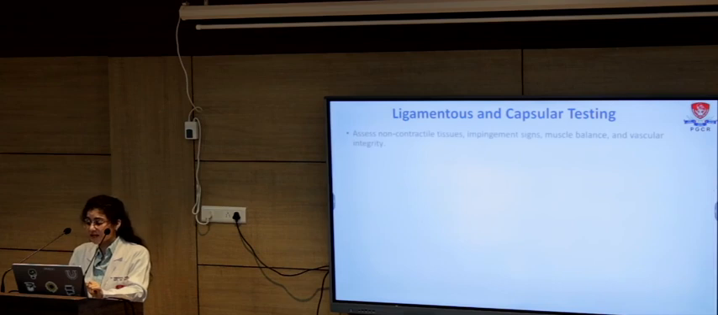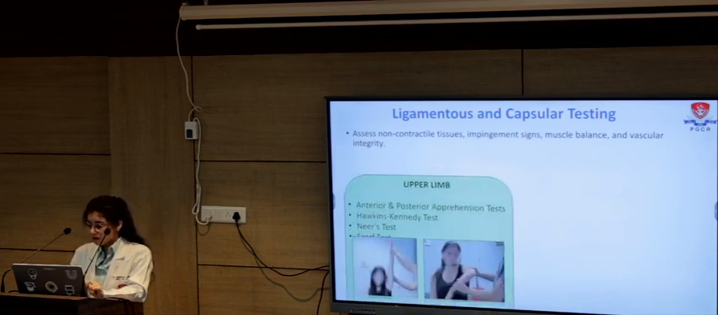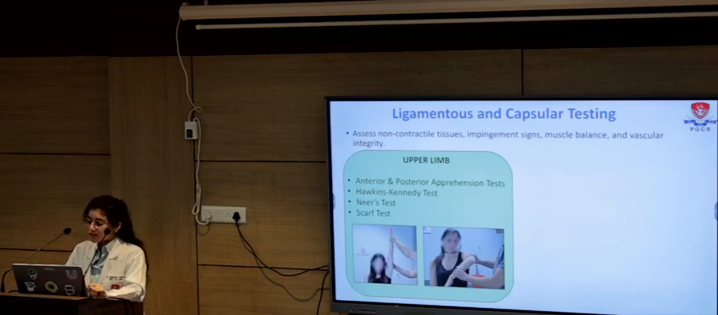Coming to ligamentous and capsular testing, which are used to assess joint function and integrity of joint structures to be performed at a proper angle. So let us list out few tests from many that we use in cases of joint instability and impingement commonly seen in athletes. For upper limb here, common tests include anterior and posterior apprehension test for shoulder instability, Hawkins-Kennedy test and Neer's test for shoulder impingement, scarf test for acromioclavicular joint issues.